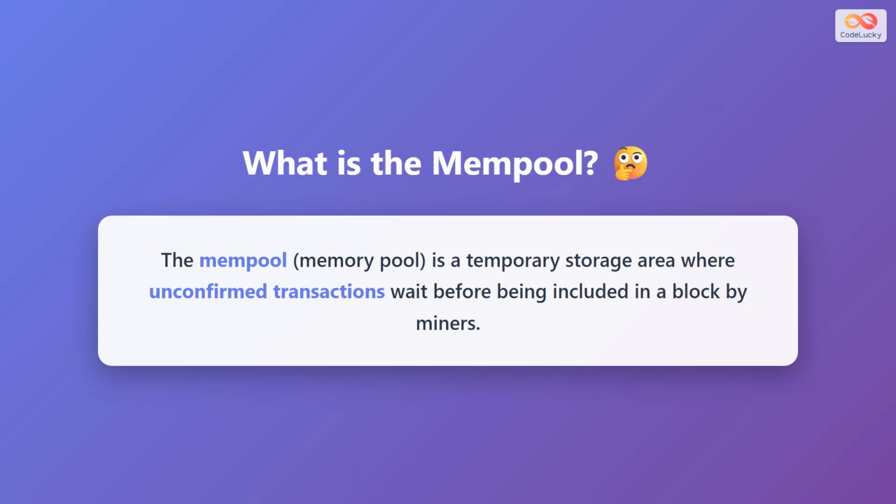So what exactly is the mempool? The mempool is a temporary storage area where unconfirmed transactions wait before being included in a block by miners. When you send Bitcoin, your transaction doesn't immediately get added to the blockchain. Instead, it first enters this waiting area, the mempool, where it stays until a miner selects it and includes it in a new block. Once the transaction is in a block and that block is added to the blockchain, your transaction is confirmed and complete.